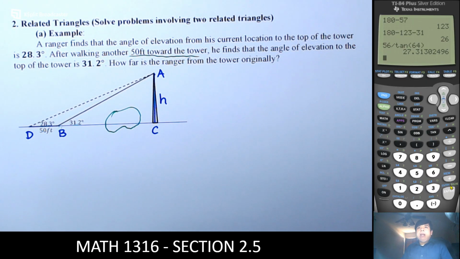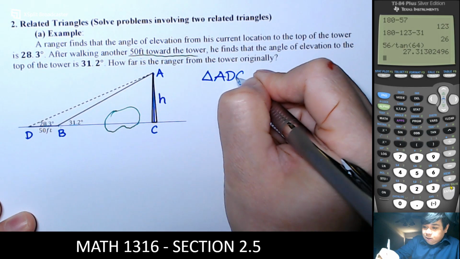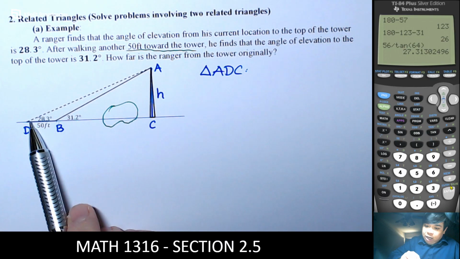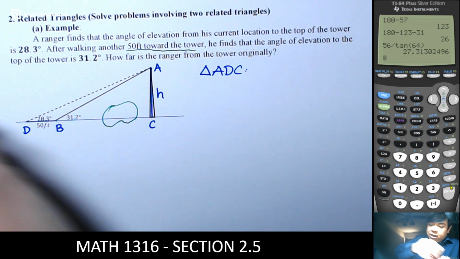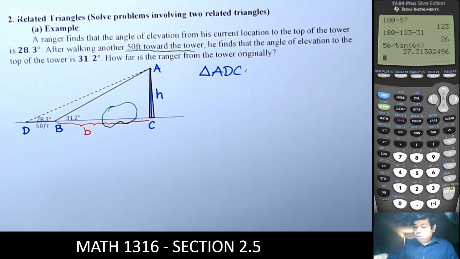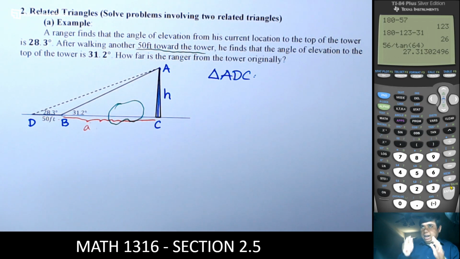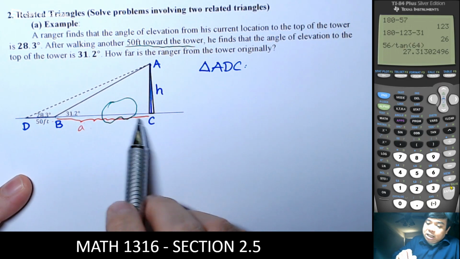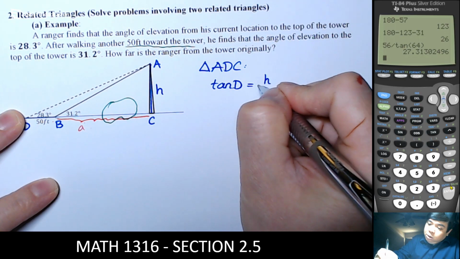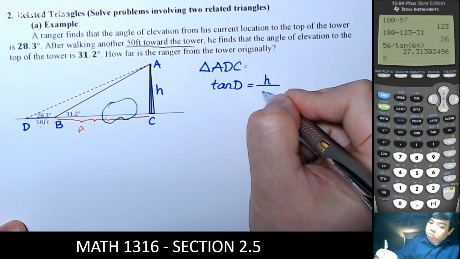Okay, so let's look at the triangle ADC. With respect to this angle, we have opposite, and this time we're going to use adjacent. Let's say this distance we don't need to know, so let's call that A, because that's opposite from the angle. So the distance from B to C is called A. And so in the big triangle ADC, we can say tangent of D is equal to opposite over adjacent. Adjacent is A plus 50, not just A. So A plus 50.